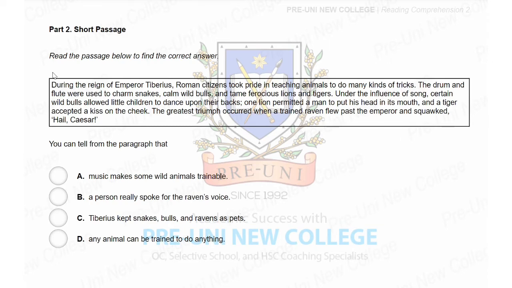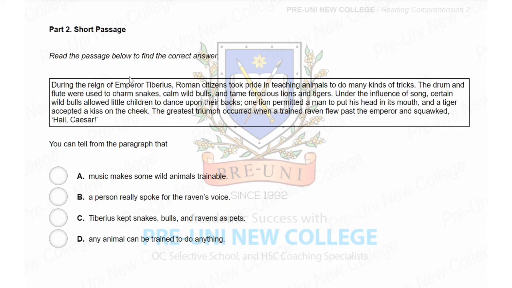This question says, during the reign of Emperor Tiberius, Roman citizens took pride in teaching animals to do many kinds of tricks. The drum and flute were used to charm snakes, calm wild bulls, and tame ferocious lions and tigers. Under the influence of song, certain wild bulls allowed little children to dance upon their backs. One lion permitted a man to put his head in its mouth, and a tiger accepted a kiss on the cheek. The greatest triumph occurred when a trained raven flew past the emperor and squawked, "Hail Caesar."